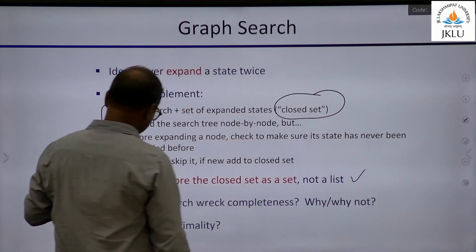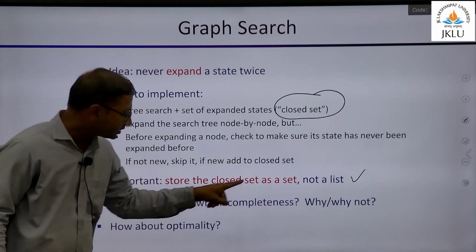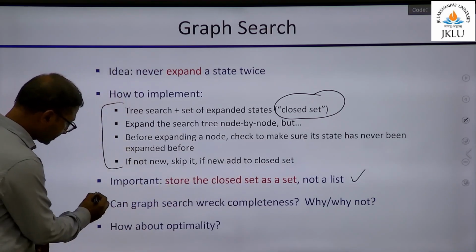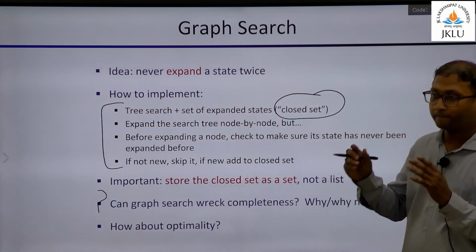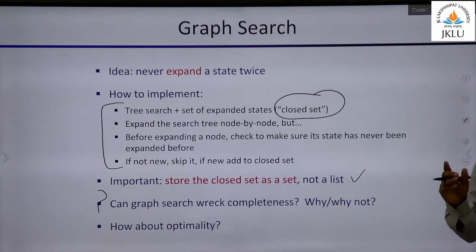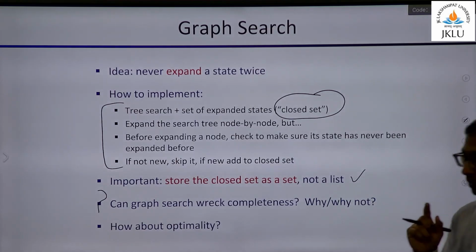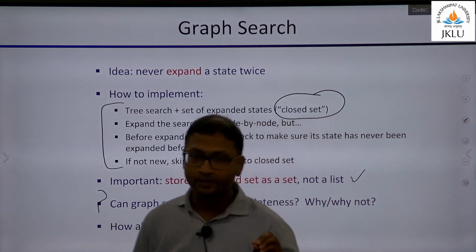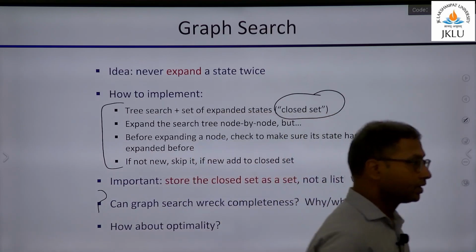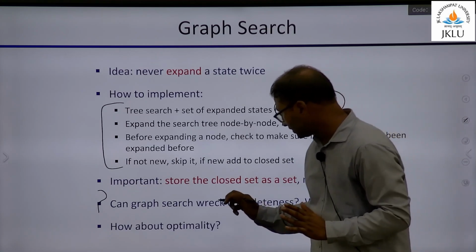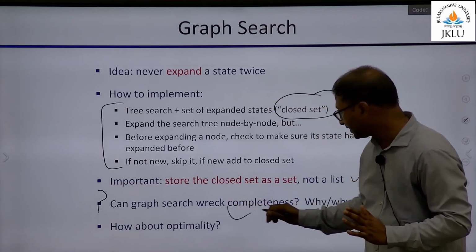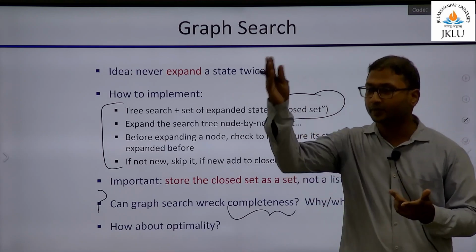Can graph search wreck completeness? Now we are asking something important. For tree search we have seen that A star was complete and optimal. Now we are changing our rules, so can we say that it is still complete and optimal?